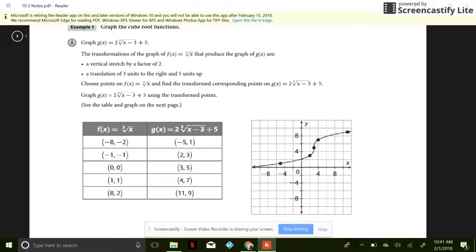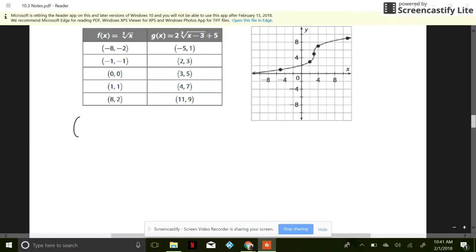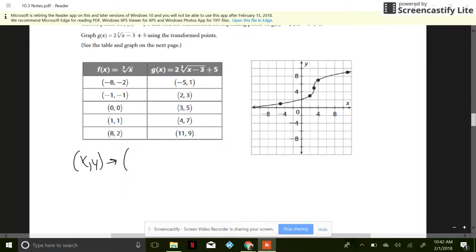So in example A here, we want to graph this transformation. We can see they're multiplying by 2, so that's a vertical stretch of 2. Under the cube root, we're subtracting 3, which means we're moving to the right 3, and then 5 units up from outside. It's always helpful for me to see how those changes are affecting the points. So our x values, we'd have to add 3 to move to the right. Y values, we'd multiply by 2 and then add 5. So these are the reference points that we like to use to find the new coordinates on your graph.